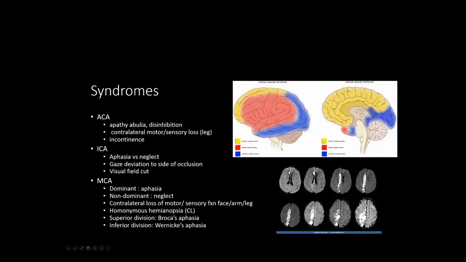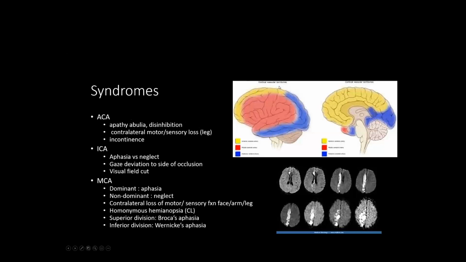The other features that are typical of an ACA stroke are apathy or abulia. So these are the patients that are just like a bump on a log, don't really want to participate in care. They may be disinhibited, and so frontal, we say frontal, and so they're kind of grabby and inappropriate. And another feature of this, and I don't really understand why, but incontinence is a frontal lobe pathology as well.